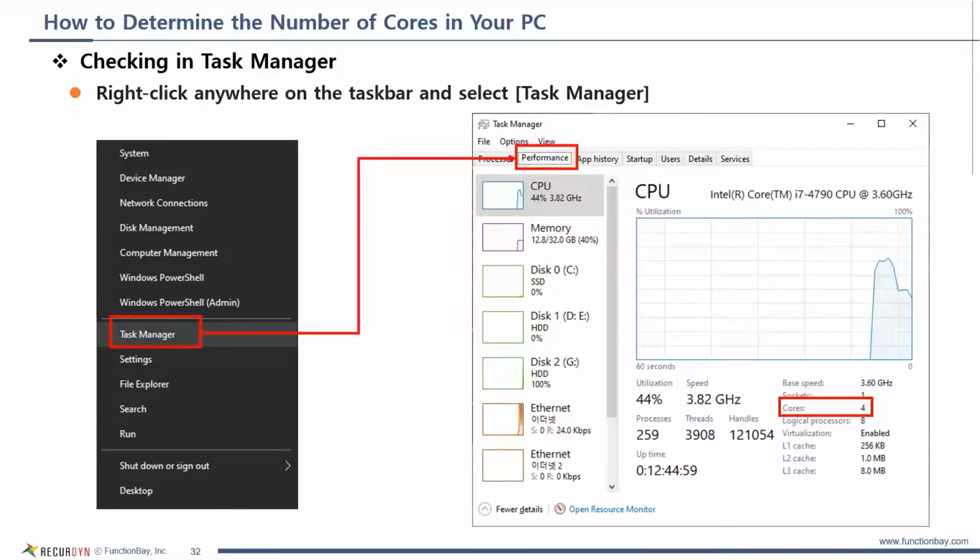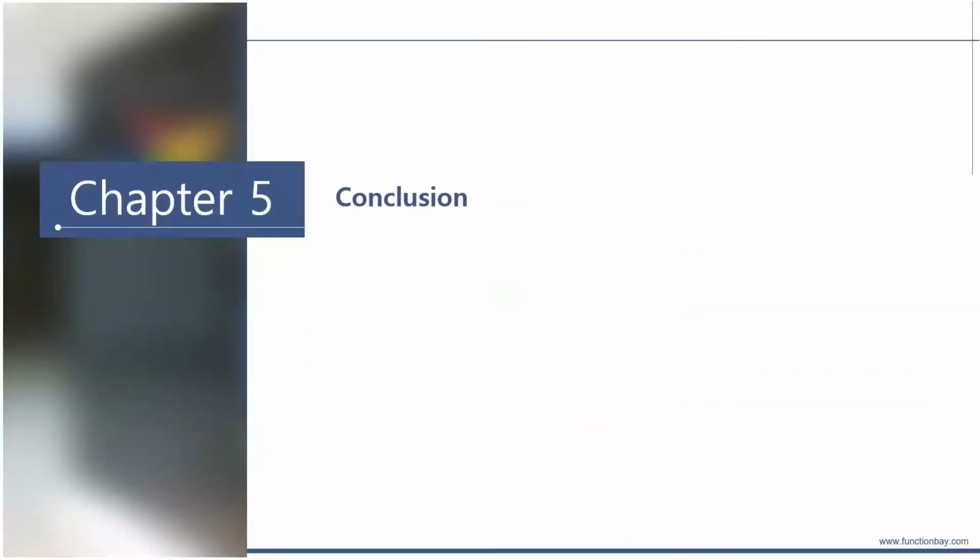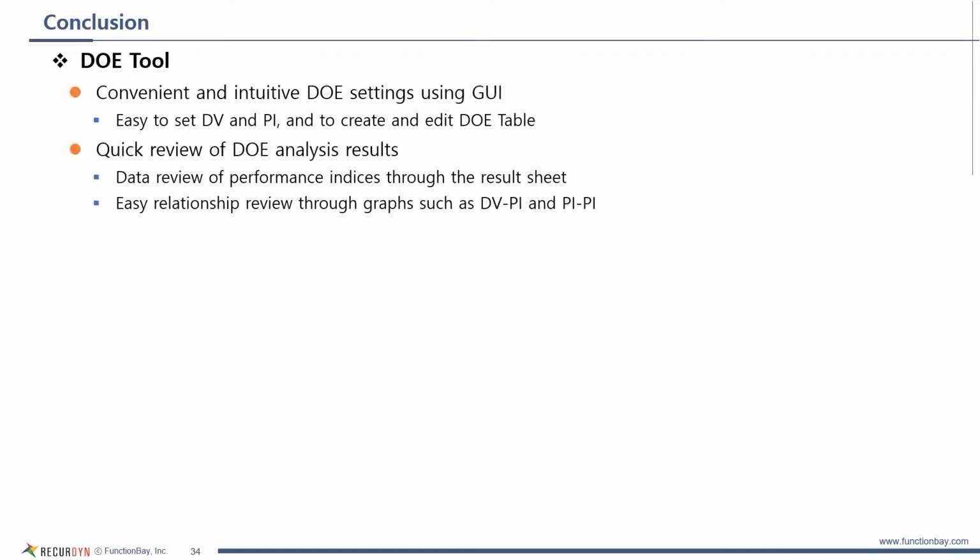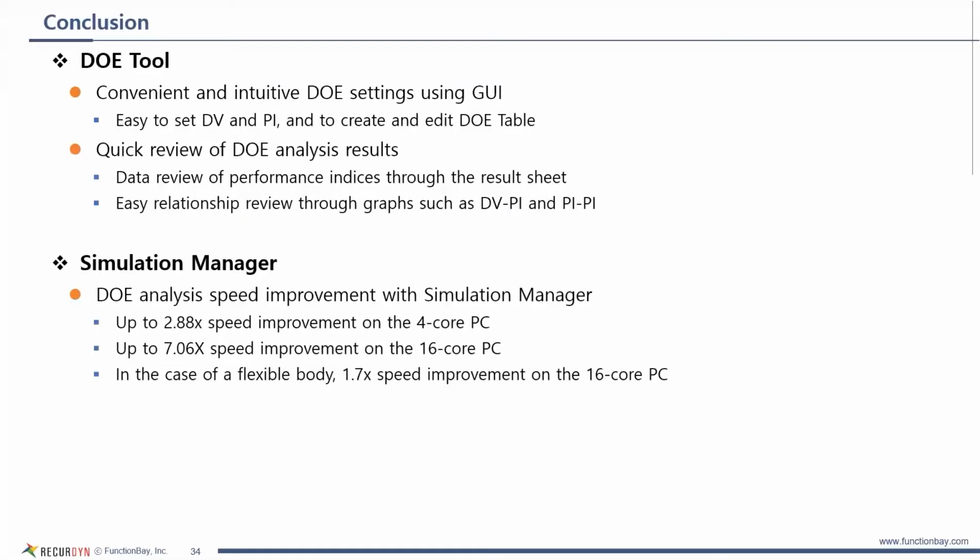Lastly, here's the conclusion. So far, we have reviewed the introduction and usage of DOE and Simulation Manager and the performance improvement using Simulation Manager. In the case of a normal DOE, using GUI makes it very convenient and intuitive to create and modify the DOE table. It is easy to review the results and possible to repeat simulations. The Simulation Manager, which allows the DOE simultaneous simulations, can achieve speed improvement significantly.